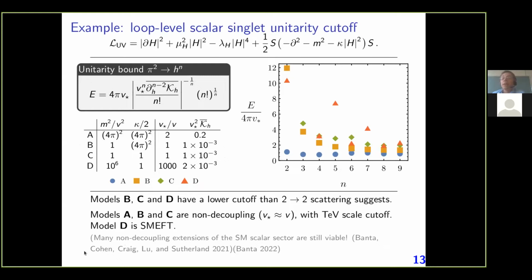Now, in this paper referred to in gray at the bottom, we took models like this, but also gave the new fields electroweak charges, and we considered their contribution to certain observables like Higgs to gamma gamma, which is often a good observable for non-decoupling physics. And we found that many of these extensions of the standard model scalar sector are still viable.